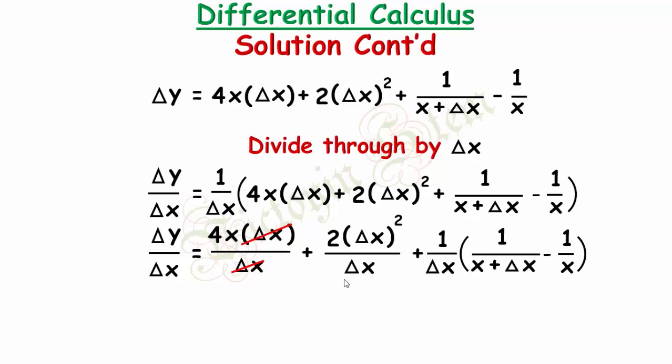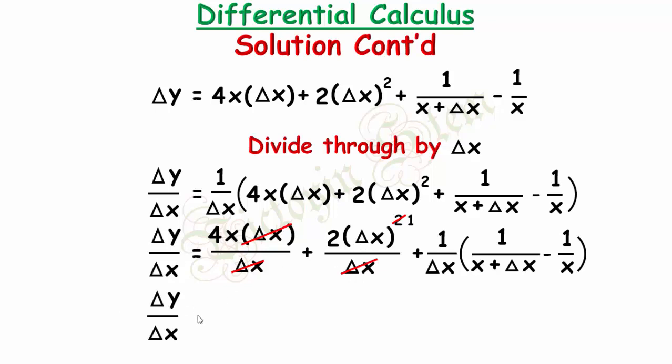I'll move to the next algebraic fraction. I have delta x and delta x, but here I have 2 delta x. That is delta x times delta x, which boils down to delta x to the power of 2. So delta x cancels 1 delta x and I'll be left with 1 delta x. So I'll replicate this equation in a simpler way now.